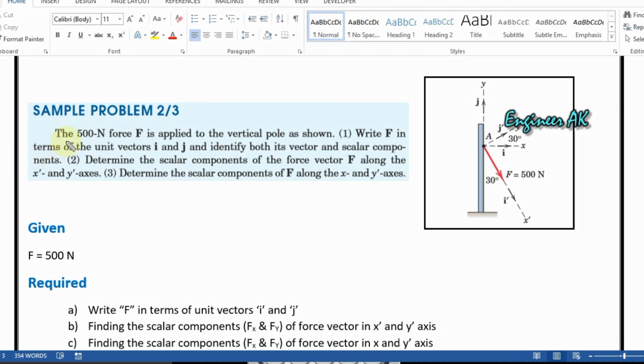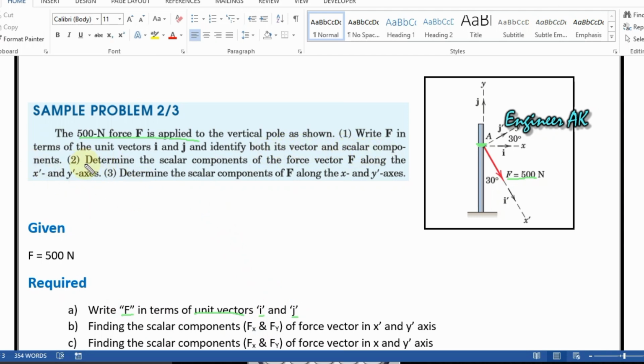In the question it is given that a 500 Newton force is applied to the vertical pole. Here this is the 500 force, and this is the pole, and the force is applied here, as shown in this figure. Write F in terms of unit vectors i and j. First, we have to find the unit vectors and represent this force in terms of i and j, and both its vector and scalar components.